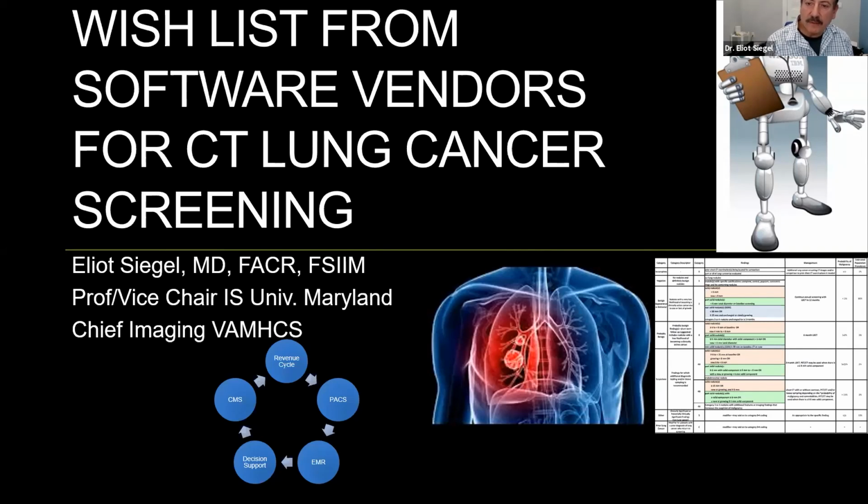And one of the things that we've learned is that there's a lot of excitement and interest in AI applications for finding lung nodules on CT scans and characterizing them. But a comprehensive program for CT lung cancer screening really requires a tremendous amount of planning and forethought. And there's a lot of software that one can utilize for a program like this. So what I'd like to do is just talk about a wish list that I'd like for our software vendors based on our experience trying to do some implementation of the lung cancer screening.